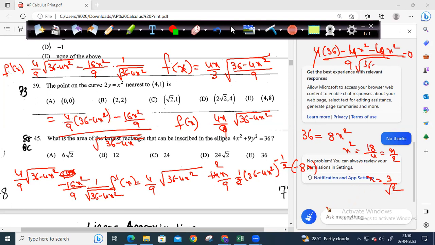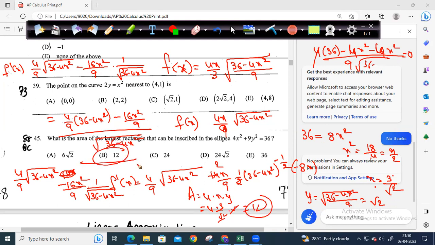What is your area? You got earlier 2xy, right? Area is, sorry, 4xy. So first I need to find the y value. What is the y value I got before? 36 minus 4x square by 9. 4x square is 18. 36 minus 18 is 18. 18 by 9 is 2, so y is root 2. X is 3 by root 2. Area is 4 into x into y, 4 into 3 by root 2 into root 2. So the answer is 12. Work from the basics. Questions will never be difficult. That is what I meant to say. Answer is 12.